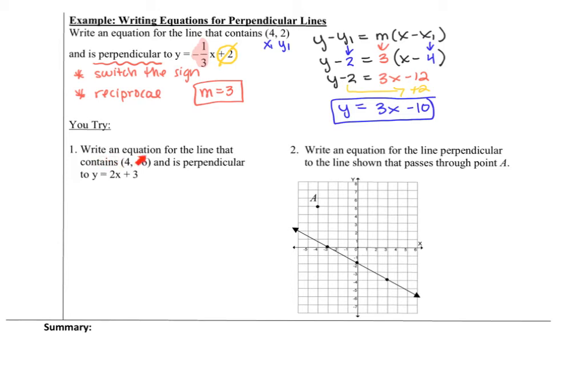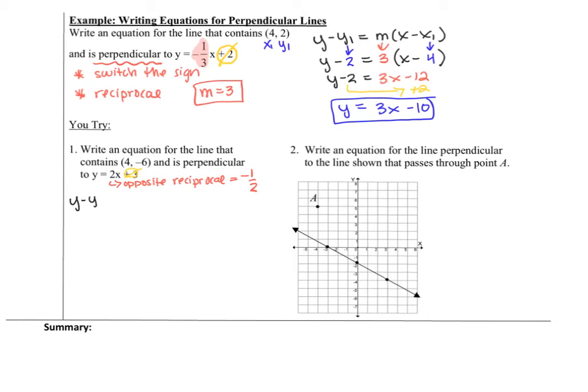We're going to write an equation for the line that contains 4, negative 6, and is perpendicular to y equals 2x plus 3. If my slope is supposed to be perpendicular to this line, which value would you use to substitute in for slope? If I do the opposite reciprocal of the slope that's given, which is 2, I get a slope of negative 1/2. Remember, we're not really concerned with this y-intercept.